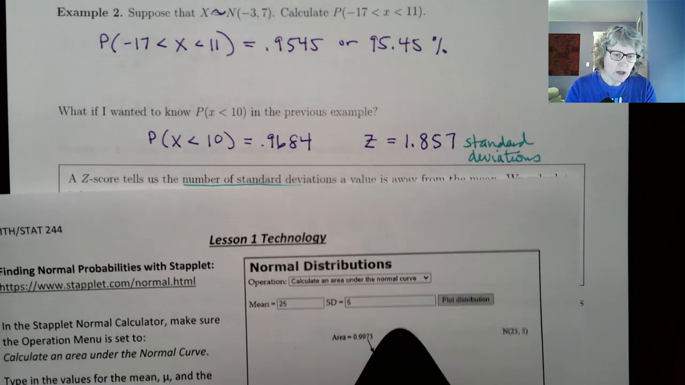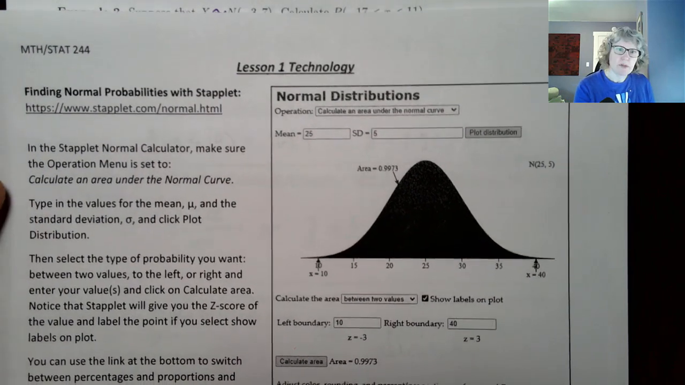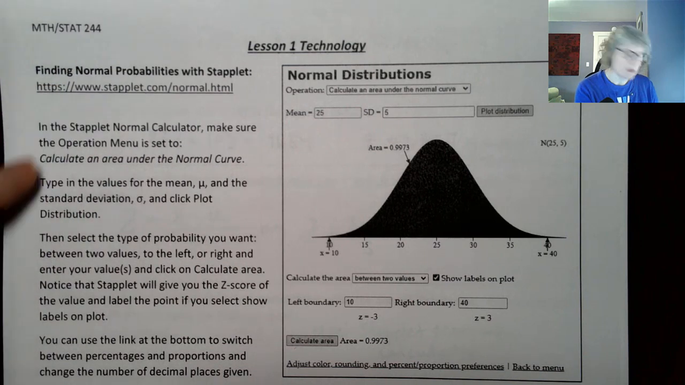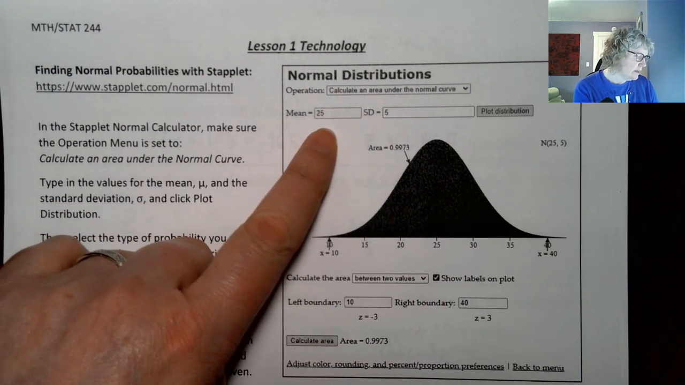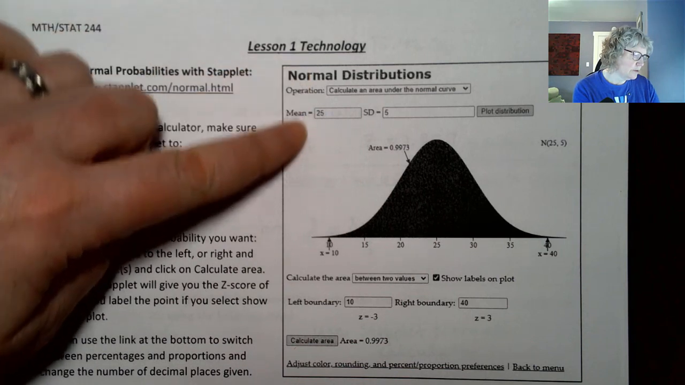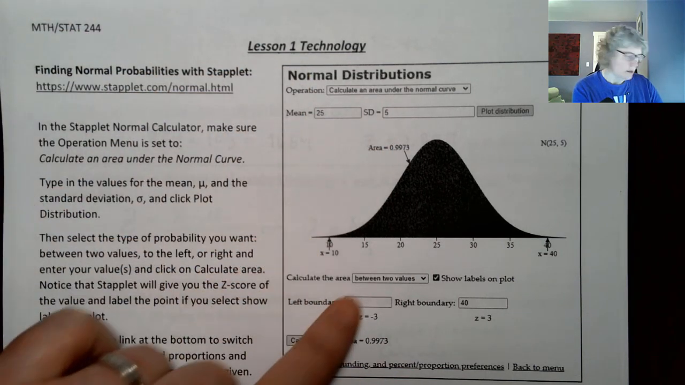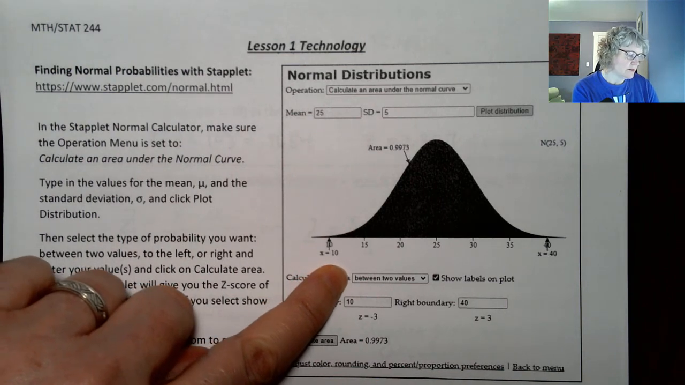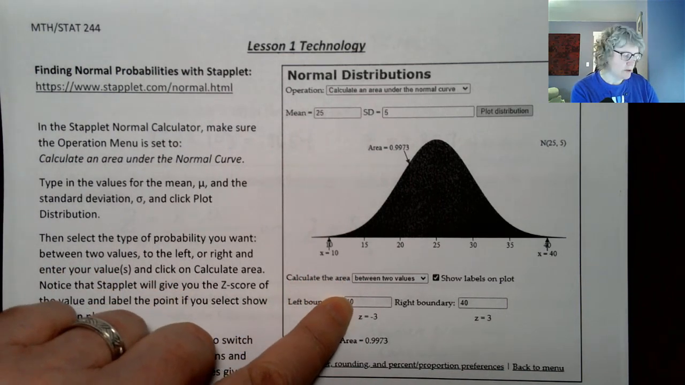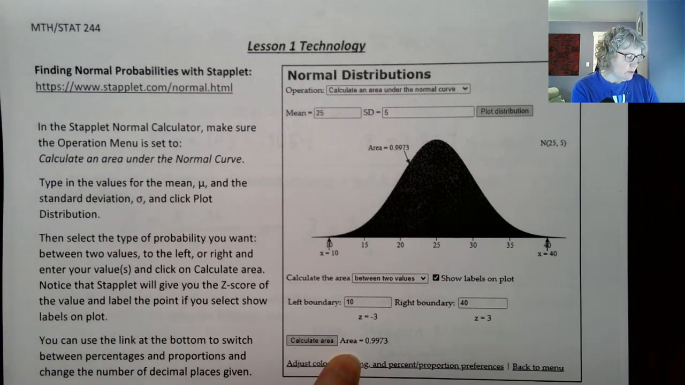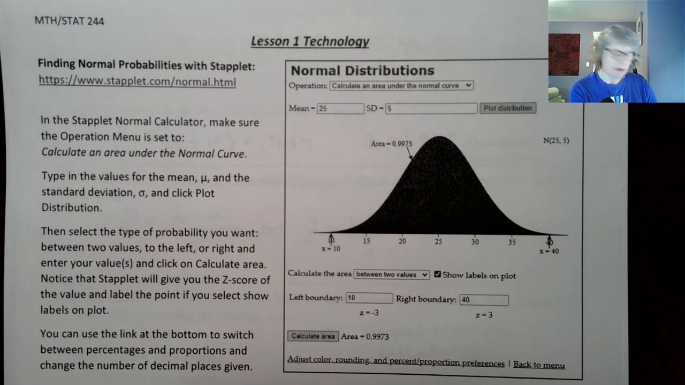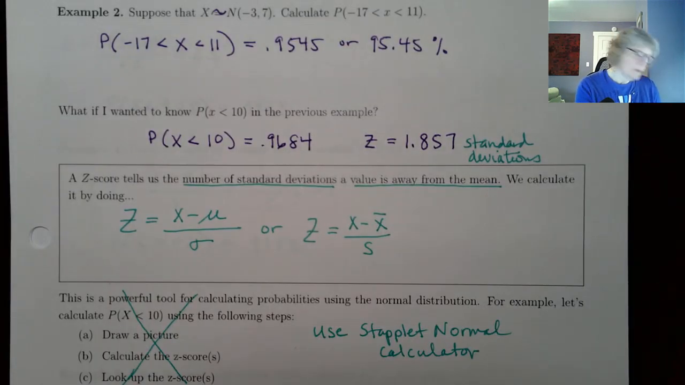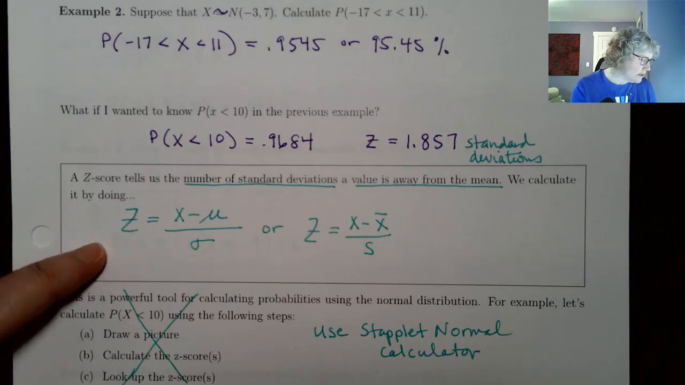On our technology sheet, there's a reference here for you. This is in D2L if you weren't in class. Here's the link, and then here's the guideline for how to do it. You're going to do calculate area, put in your mean, standard deviation, and then if you're doing between 2 values, select whatever operation you're doing here, either between, to the left, to the right, put in your numbers, and you get your area here. And it also calculates the z-scores, which is great. Okay, we'll come back to the other things on this sheet as we go forward.